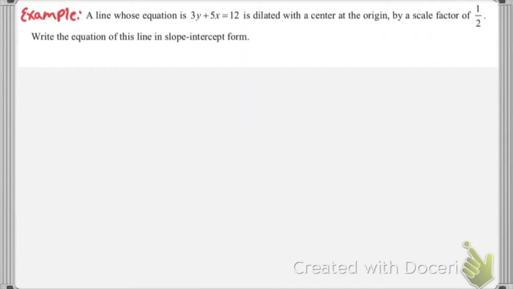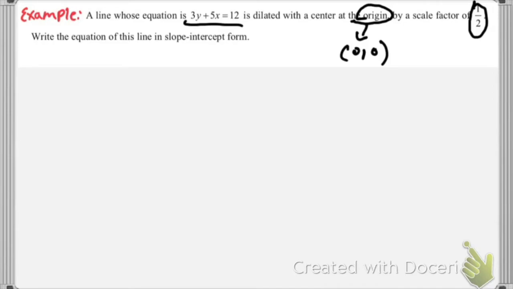Let's look at another example now. Here is a line whose equation is given, and we need to dilate it with center origin. Now recall that the origin is 0, 0, people. That is our center, because we need a center every time we do a dilation. And here is our scale factor. How big do we want it?